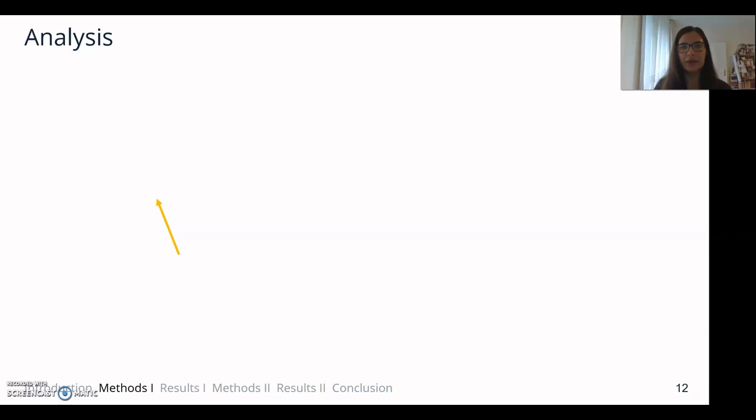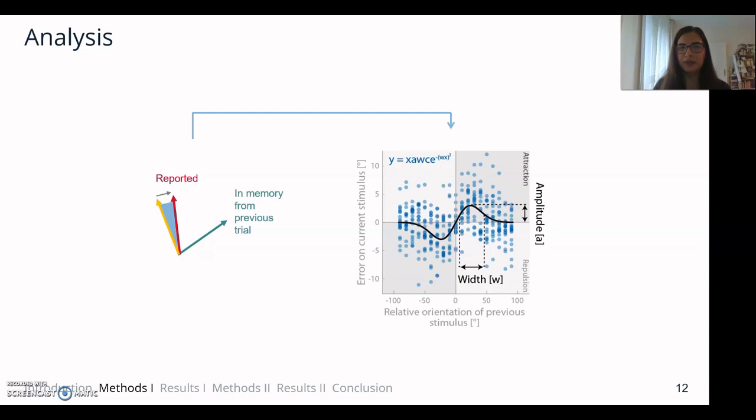To analyze the data, we looked at each motion direction that had to be recalled and put it into relation to a previous motion direction. Then we looked at the response error a participant made and ordered those response errors by inter-item differences, which are denoted here on the x-axis. For each inter-item difference and each participant, we averaged the response errors, which then ends up as one of the blue dots you can see here.